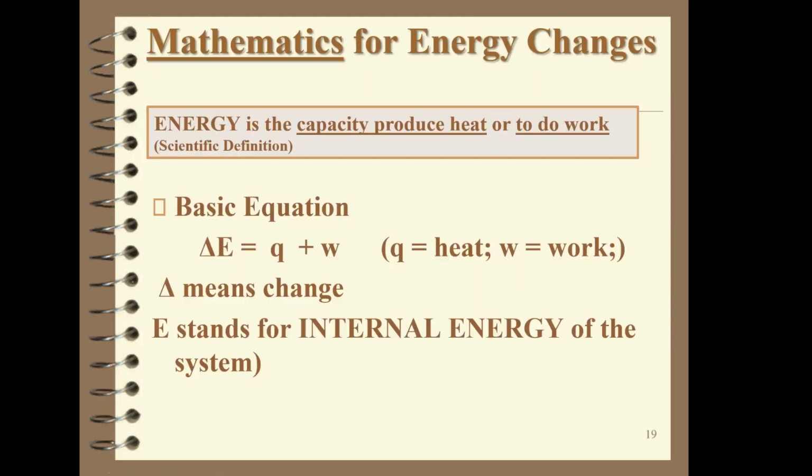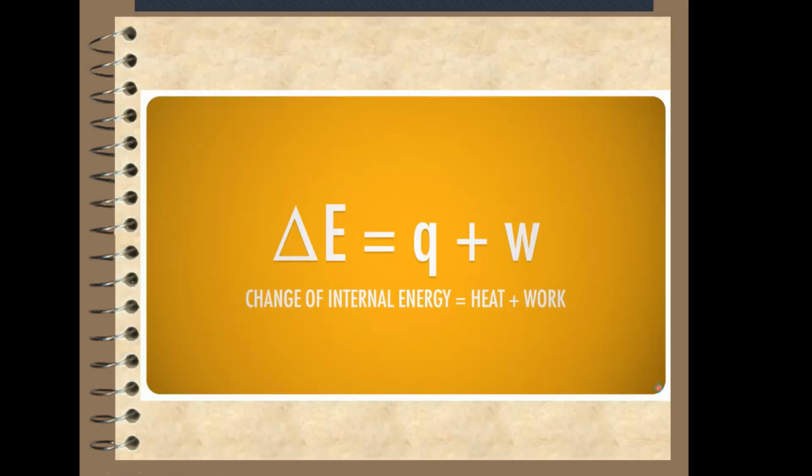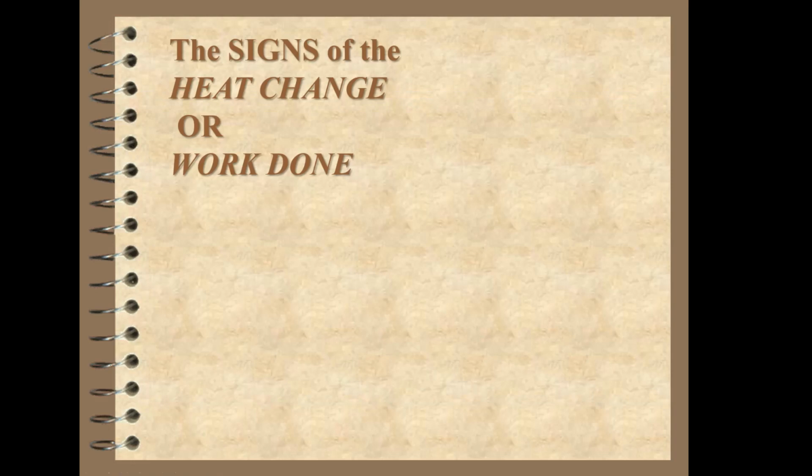So the basic equation, what's the basic equation? Change in internal energy is Q plus W. Q is the heat, and W is the work, and that nicely reflects the definition. Energy is the capacity to produce heat or do work. So now we put it in equation form. And I also just repeat it there, okay? Q plus W. And then we use that to solve some problems.